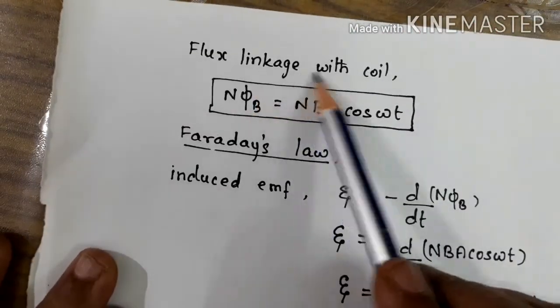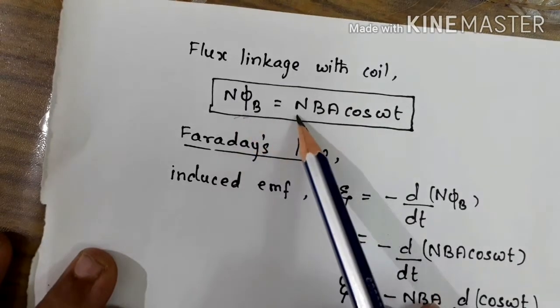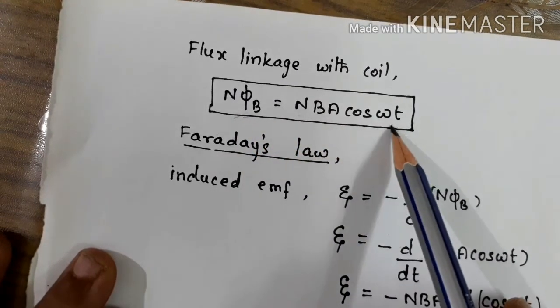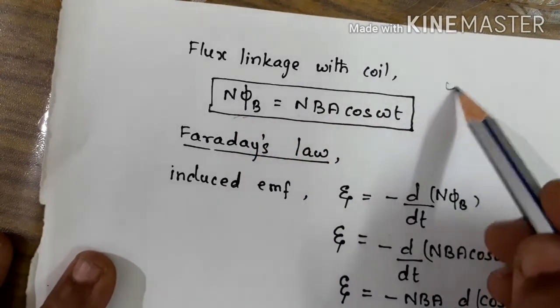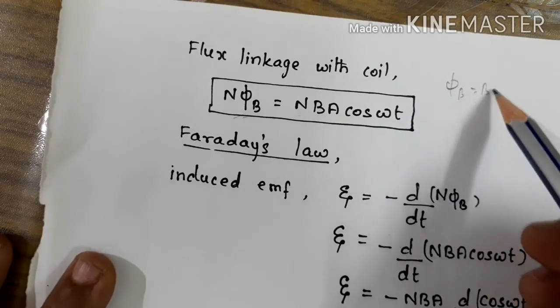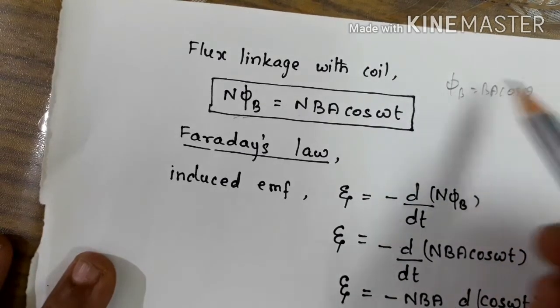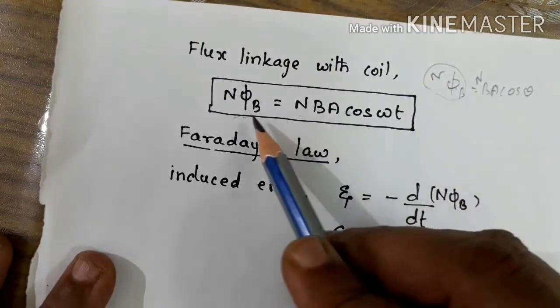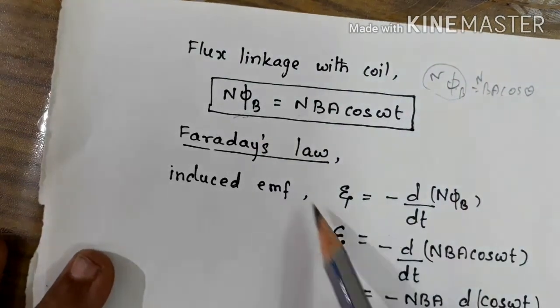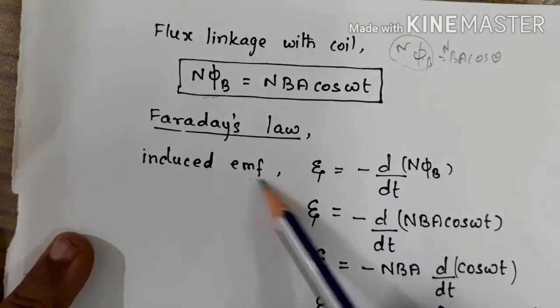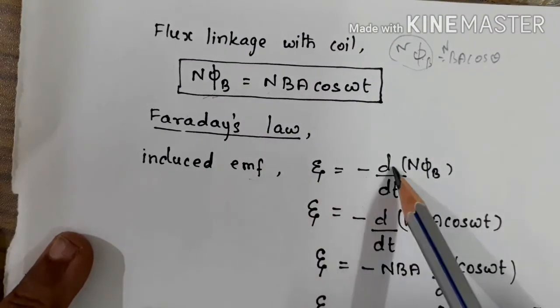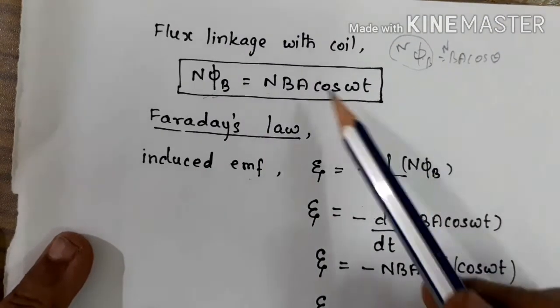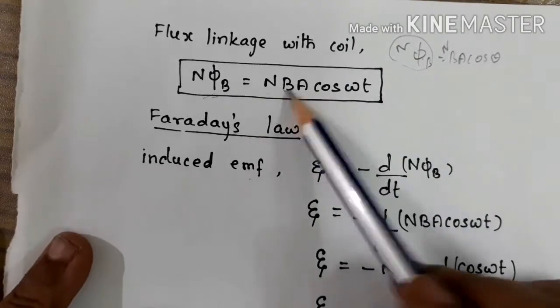Now you know that flux linkage N phi is equal to NBA cos omega t, right? You know that phi is equal to BA cos theta, right children? On both sides you can multiply by N. Okay, so N phi B you can call the flux linkage. Faraday's law you are familiar with. Induced EMF epsilon is equal to minus d by dt of N phi B. The N phi B value is here.